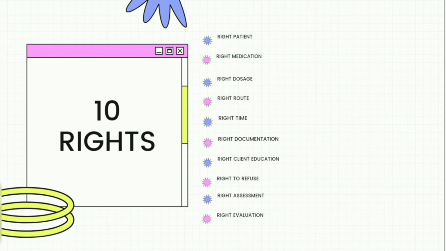Lastly is the right evaluation. Ensure the medication is working the way it should. Ensure medications are reviewed regularly, and ongoing observations if required. Evaluations help determine what works well and what could be improved in patient care.